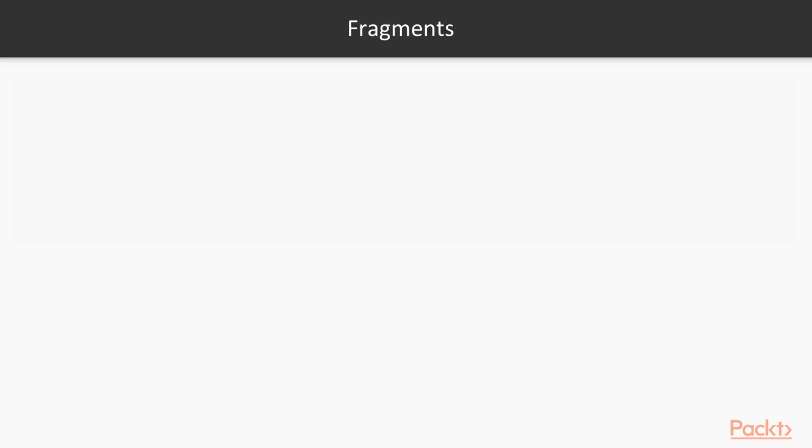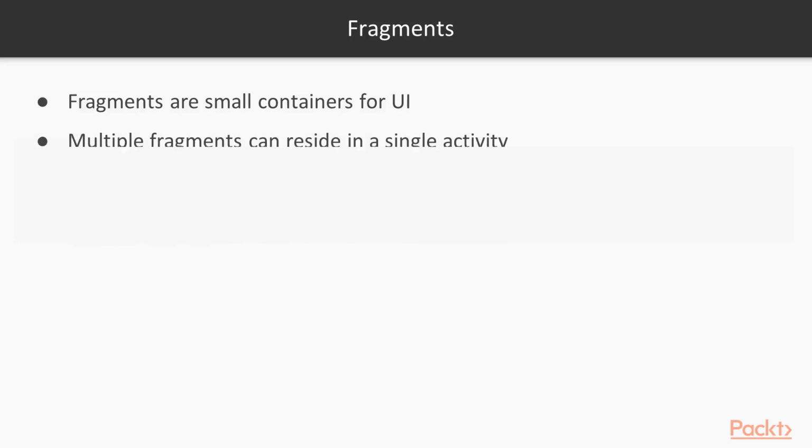Now let's take a look at the fragments and how they can be composed with activities. A fragment is something like a small container for user interface. It can contain multiple user interface elements, but in the end it must be hosted inside an activity. And one activity can host multiple fragments. So a fragment is like a compositional element to group different user interface elements into one unit.